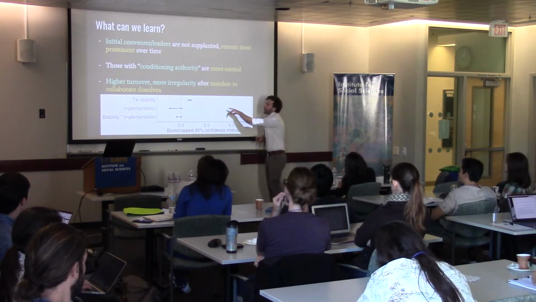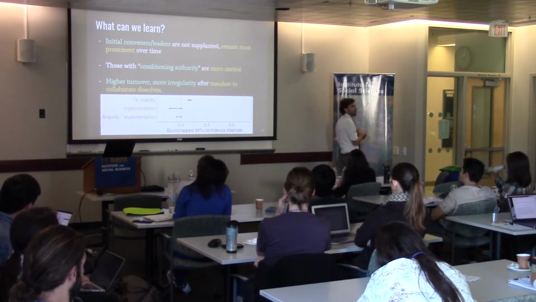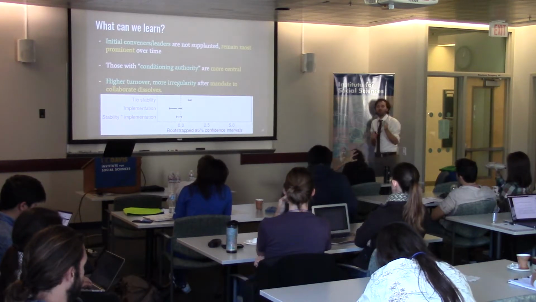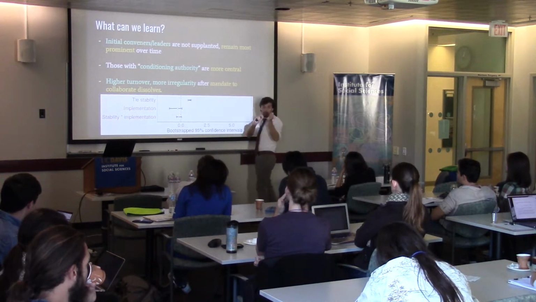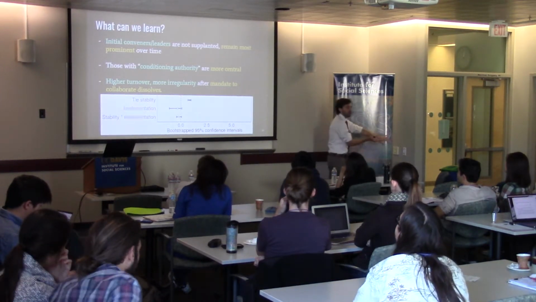The interesting thing is after the license is approved, it enters this 5-year implementation phase, and there's no more mandate to collaborate. And so what we see after this phase, when we interact the stability of individual interactions with this phase, is that the stability drops, right?